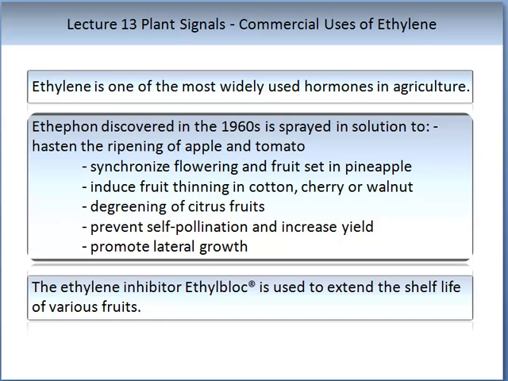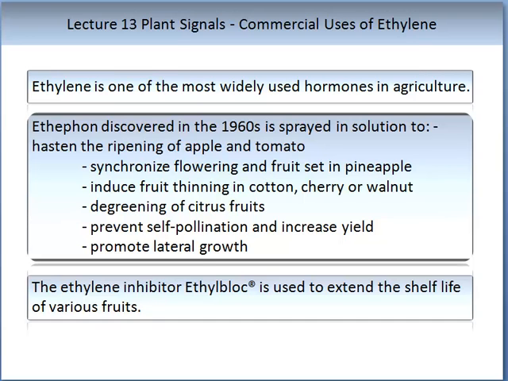Again, understanding the function and mode of action of ethylene in plants has been very useful from the commercial agricultural perspective. Ethylene is one of the most widely used hormones in agriculture. Ethephon, discovered in the 1960s, is sprayed in solution to hasten the ripening of apple and tomato. It synchronizes flowering and fruit set in pineapple.